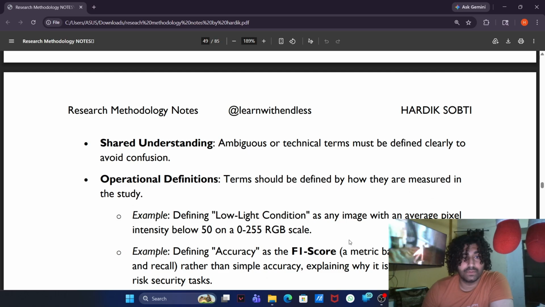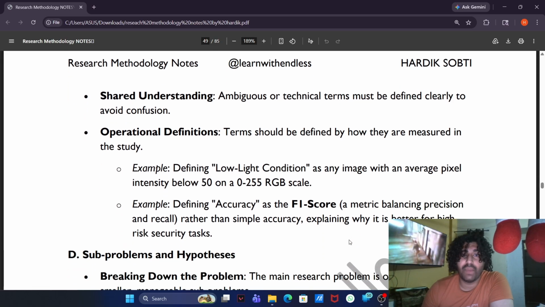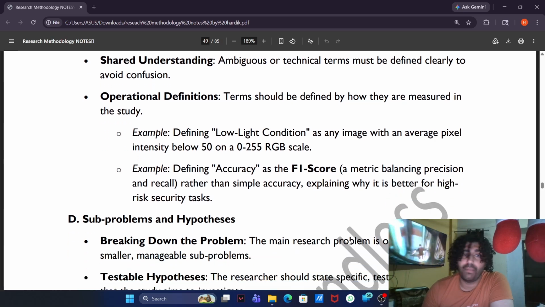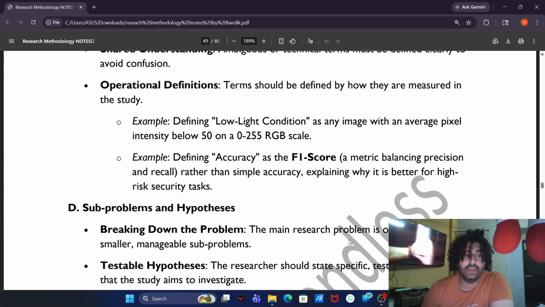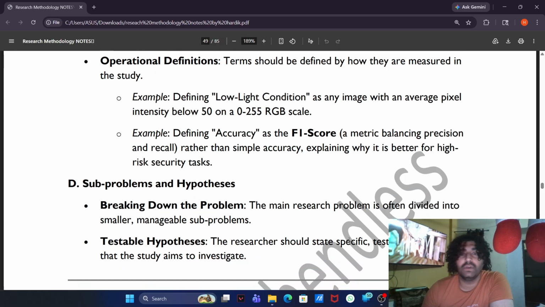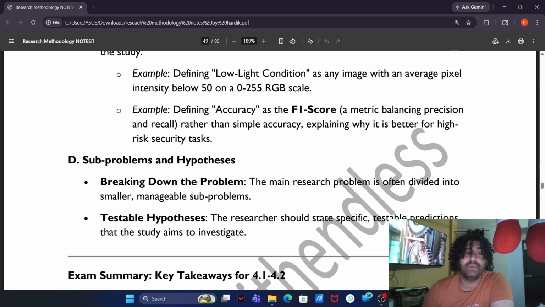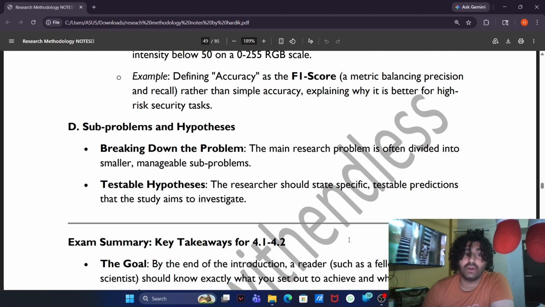Defining key terms. Shared understanding. Ambiguous or technical terms must be defined clearly to avoid confusion. Operational definition. Terms should be defined by how they are measured in the study. Example, defining low light condition as any image with an average pixel intensity below 50 on a 0 to 255 RGB scale. Example, defining accuracy as the F1 score, a metric balancing precision and recall, rather than simple accuracy, explaining why it is better for high risk security tasks.